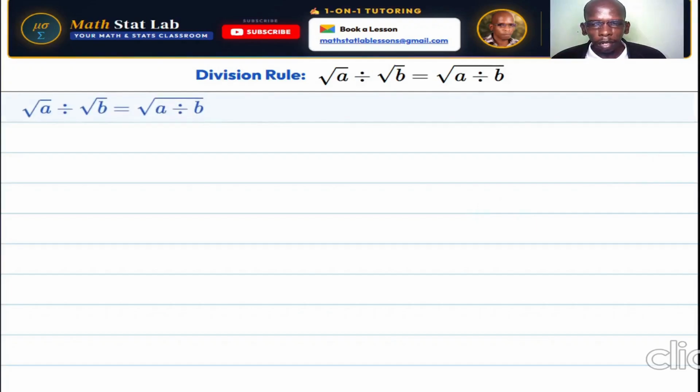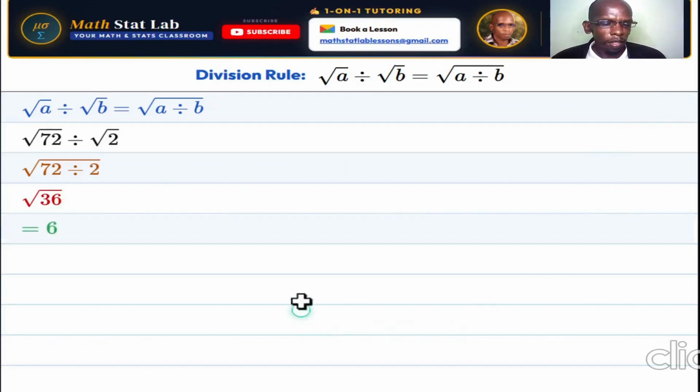So let's say we have the root of 72 divided by the root of 2. This is just the same as saying 72 divided by 2, where 72 represents the a and 2 represents the b, but then we put the root like that. But you see, 72 divided by 2 is 36. So this is just the same as saying the root of 36. But 36 has an exact square root, so the square root of 36 is 6. So this is just the same as 6. And that's the division rule.